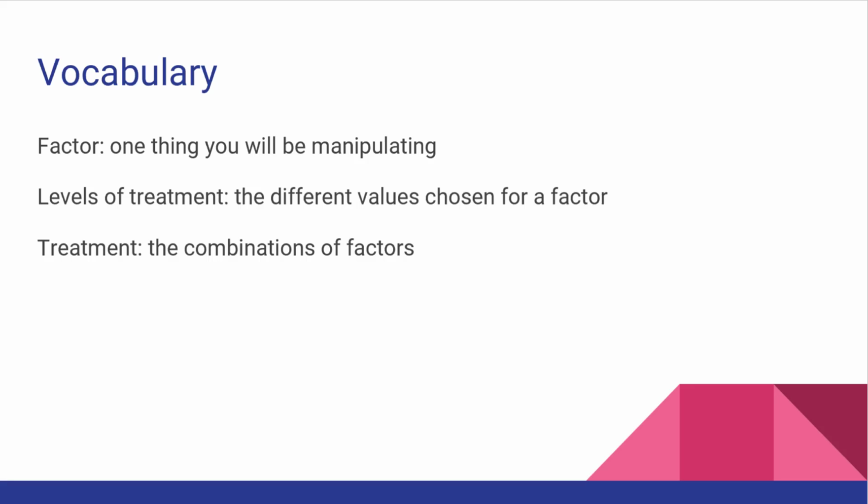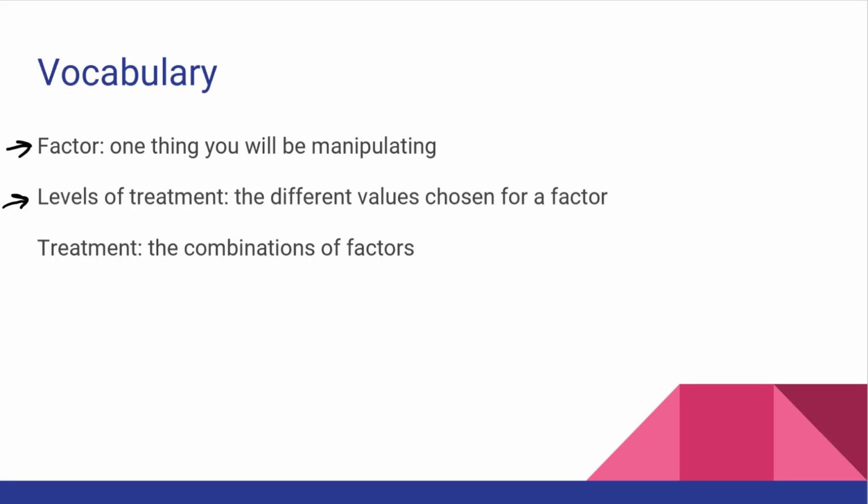There's more vocabulary you should know. The first is a factor. So this is one of the variables that you're manipulating. For example, if we're doing an experiment on plants, one of the factors we could be manipulating is the amount of water these plants are getting, the amount of sunlight they're getting each day, or the amount of fertilizer that we're using on each one.